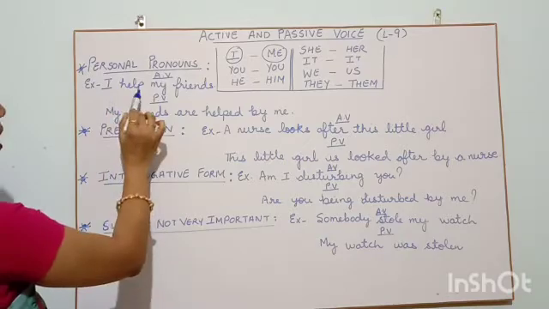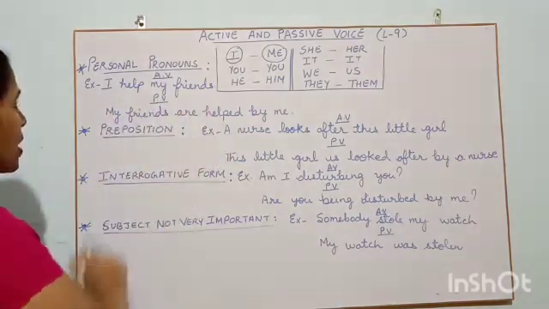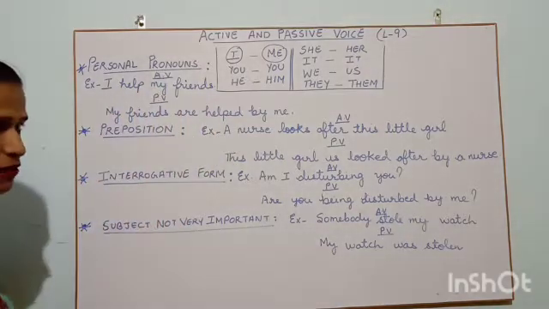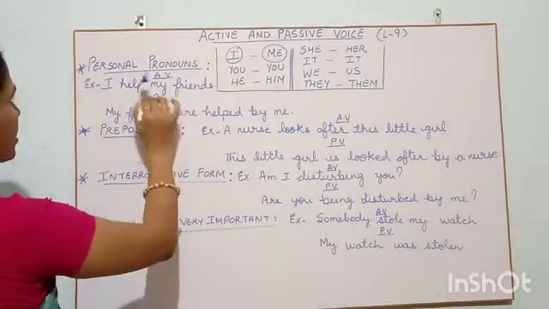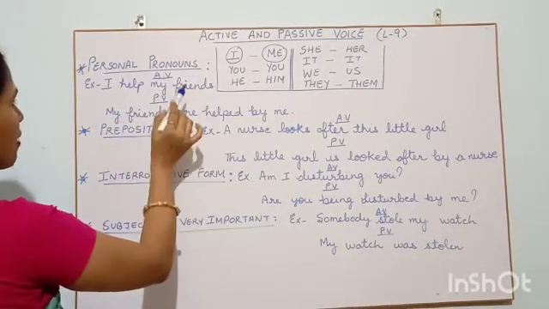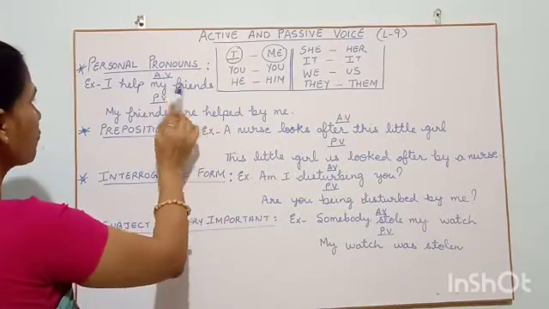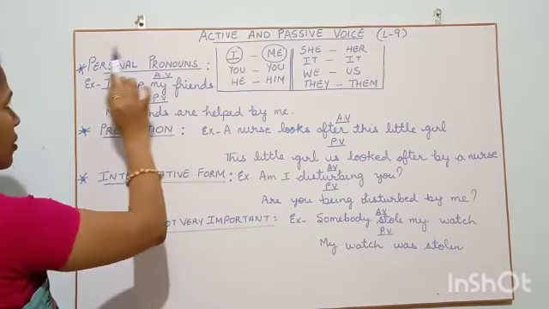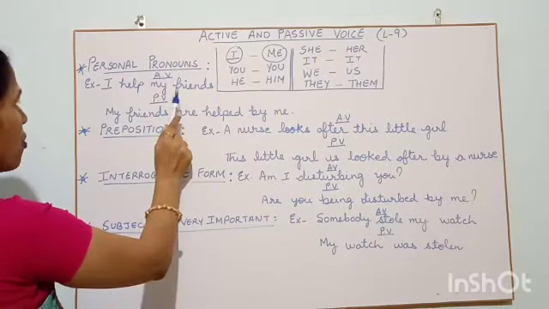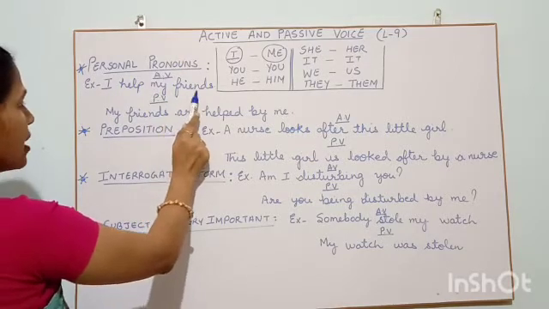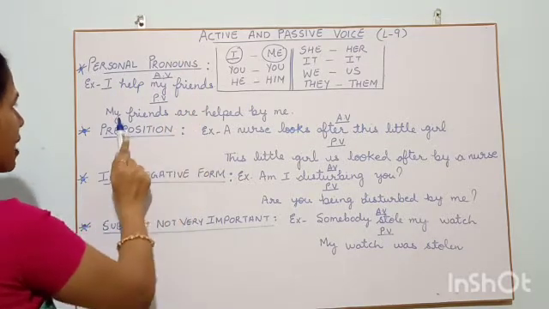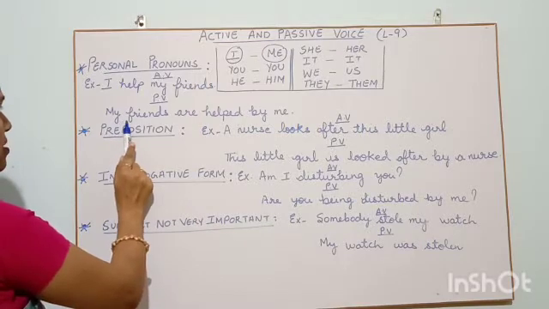See, "I helped my friend." This is the active voice sentence I have written for you. When I am changing this into passive voice, as I explained in the previous video, the object will become our subject and the subject will go in the place of the object. So, my friend is the object here. I will take it as the subject when I turn it into passive voice.